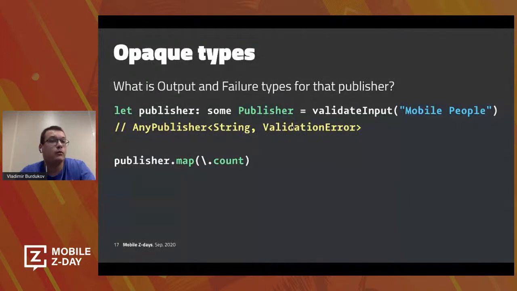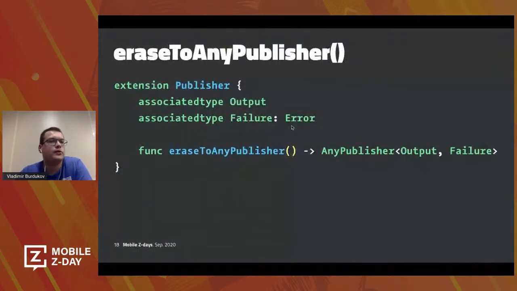So what can we do? Okay, we can use eraseToAnyPublisher here. It just wraps our publisher with the same output and failure types and simply passes everything, forwarding every event that happens with our underlying publisher to its subscriber.